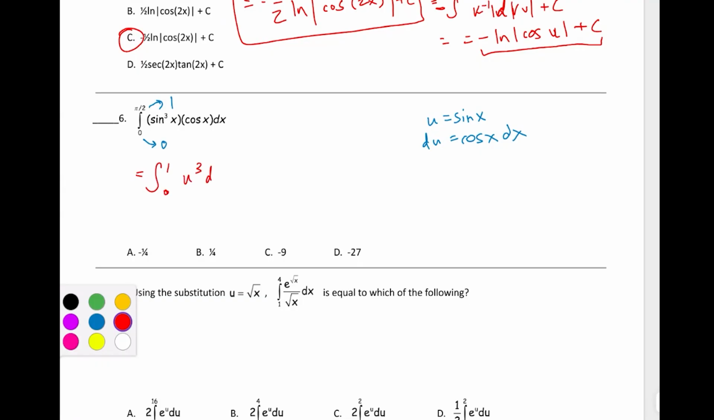u cubed du. Integrating that just requires the anti-power rule. So we're going to raise that exponent by 1 and then divide by 4. And we're going to take that from 0 to 1. Do have a plus c in there, but we know that's going to go away. So we've got 1/4 times 1 to the 4th minus 0 to the 4th. Now this one's pretty easy to do without a calculator because it's just 1 minus 0 is 1. And so this thing equals 1/4.